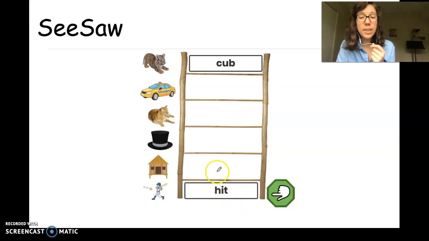So, we're starting at the bottom of the ladder with the word hit. Next up, we have hut. Then hat, cat, cab, and cub. All right? So listen to the sounds, look at the pictures, and think about which letter you need to change to make that next word. Then write the word or type it in each one of the rungs of the ladder, and make sure you submit it when you're all done.